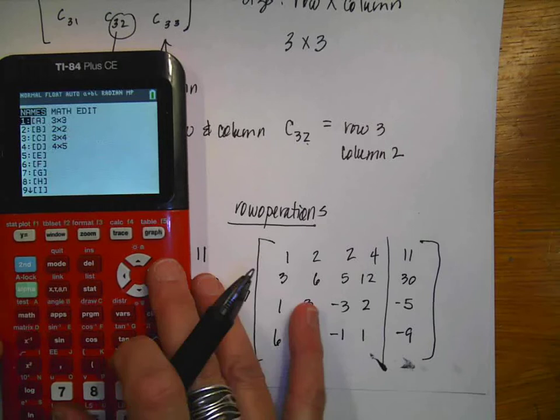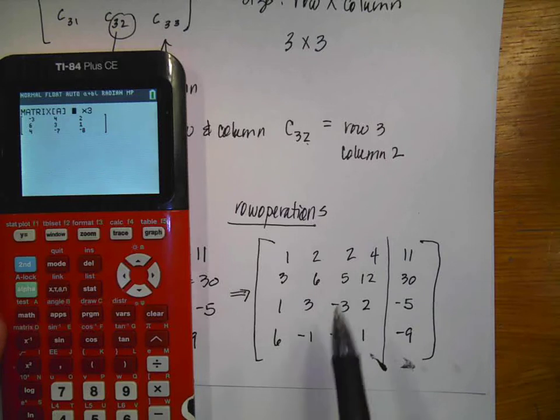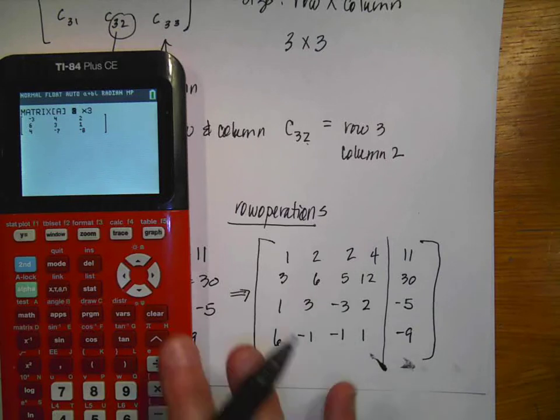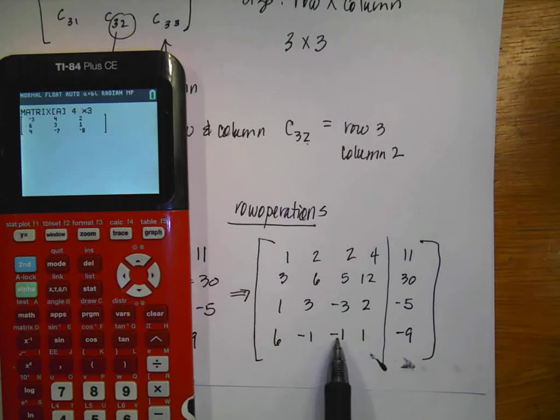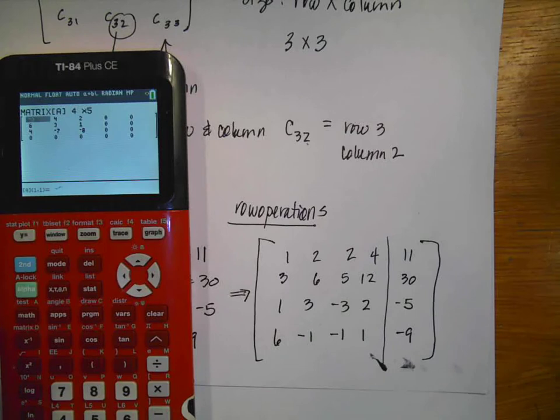So I'm going to go to my matrix, second matrix, and I'm going to edit. I always edit A just to make my life simpler. And then it is a 3 by 3. Oops, I lied. This is a 1, 2, 3, 4. So this is a 4 by 1, 2, 3, 4, 5. This is a big old honkin' matrix. It's a 4 by 5. And so now I'm going to enter 1, 2, 2, 4, 11, 3, 6, 5, 12, 30, 1, 3, negative 3, 2, negative 5, 6, negative 1, negative 1, 1, negative 9.